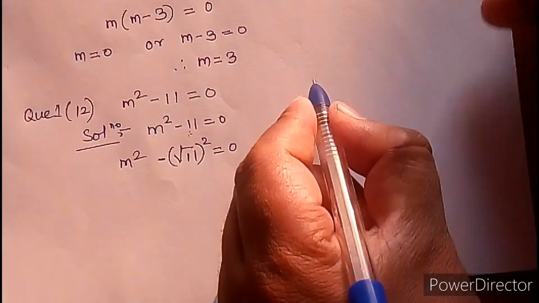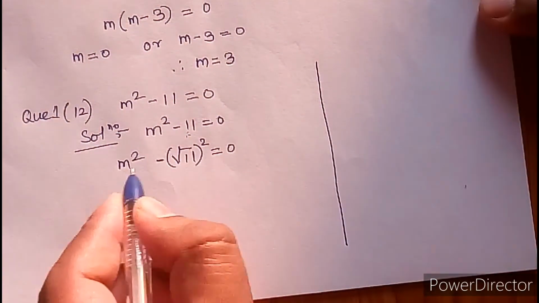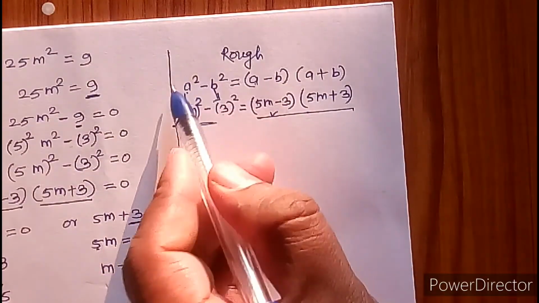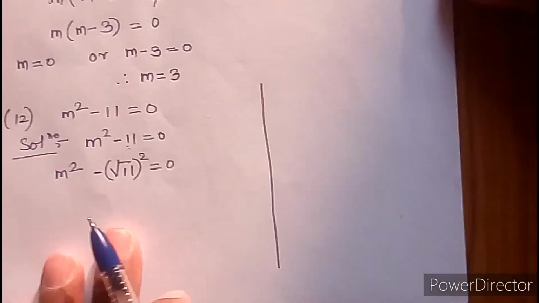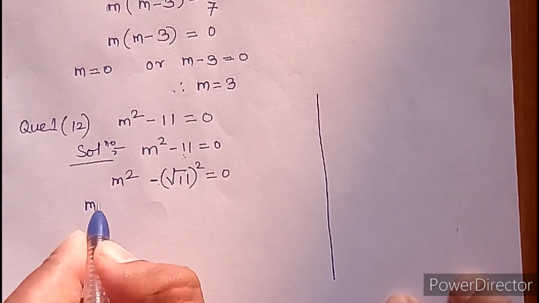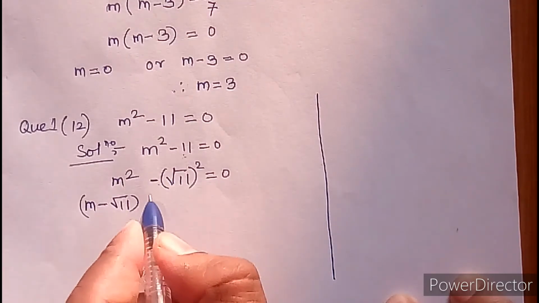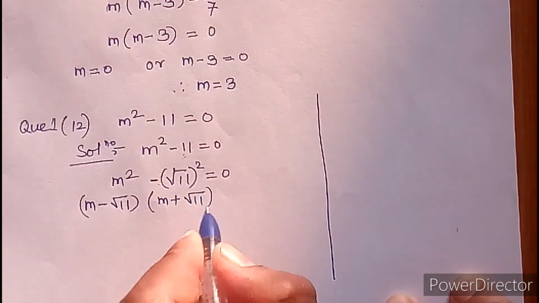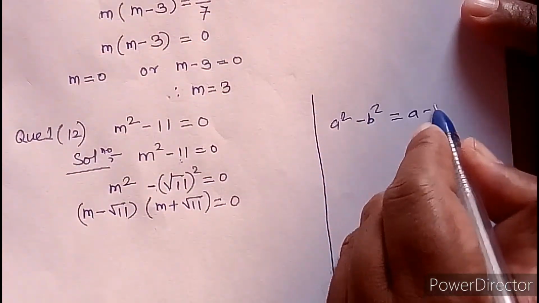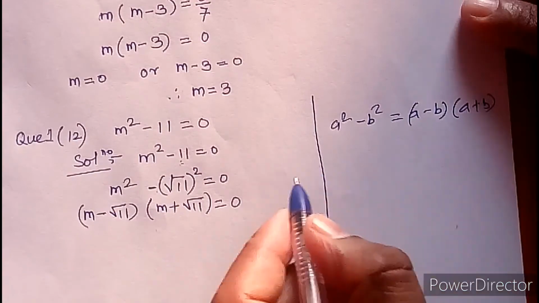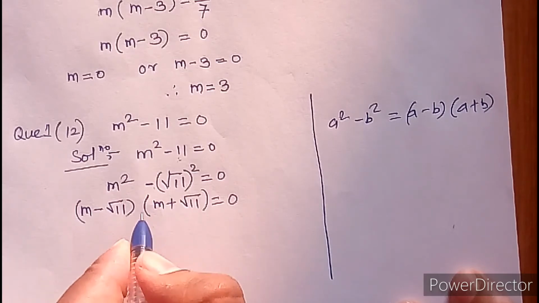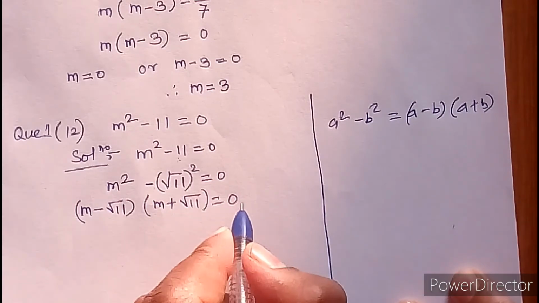Now you can use the formula a square minus b square here, the same formula we used earlier. By using that formula, a square minus b square equals a minus b into a plus b. Here instead of a there is m, and instead of b there is root of 11. Now we get m minus root of 11 into m plus root of 11 equals 0.